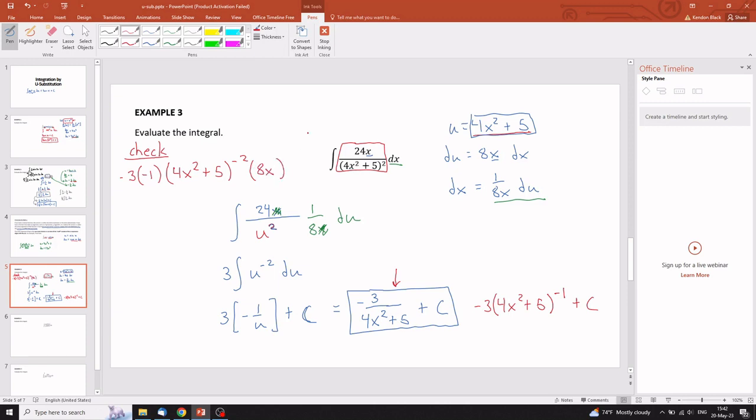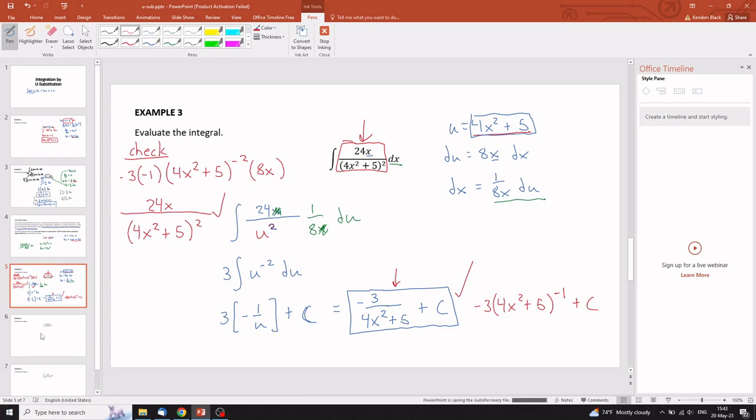And then c is just a constant, so the derivative of c is just 0, so that just goes away. So let's go ahead and simplify this. The negatives cancel, and 3 times 1 times 8 is 24, so we're going to have 24x. And then since the 4x squared plus 5 is raised to a negative power, we're going to move that to the denominator, and the power will become positive. 4x squared plus 5 squared. Does that match our initial integrand here? Yes, so that's how we know we did everything correct, and we know that our answer is right.